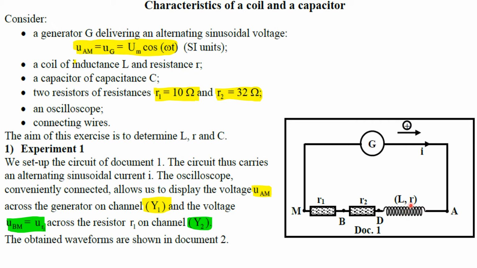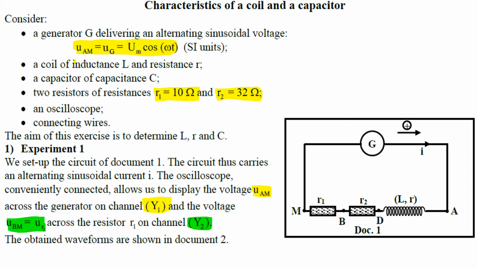And we have two resistors, R1 and R2. R1 is given as 10 ohms and R2 is given as 32 ohms. We have an oscilloscope connected and conducting wires. The aim of this experiment is to determine the inductance L, the internal resistance R, and the capacitance C. Experiment 1, we set up the circuit of document 1, this circuit.